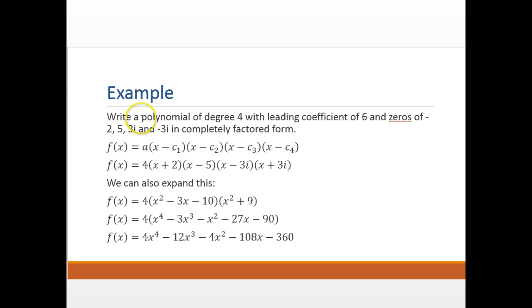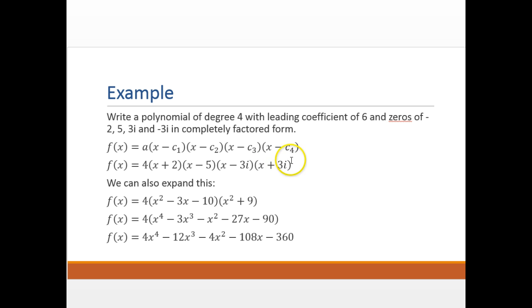Let's look at an example. Write a polynomial of degree 4 with leading coefficient of 6 and zeros of 2, 5, 3i, and negative 3i in completely factored form. We know completely factored form is a times, in this case, x minus c1, x minus c2, x minus c3, x minus c4. We know there's only 4 because it gives us the 4 zeros. So this is 6 times x plus 2 times x minus 5, x minus 3i, x plus 3i.